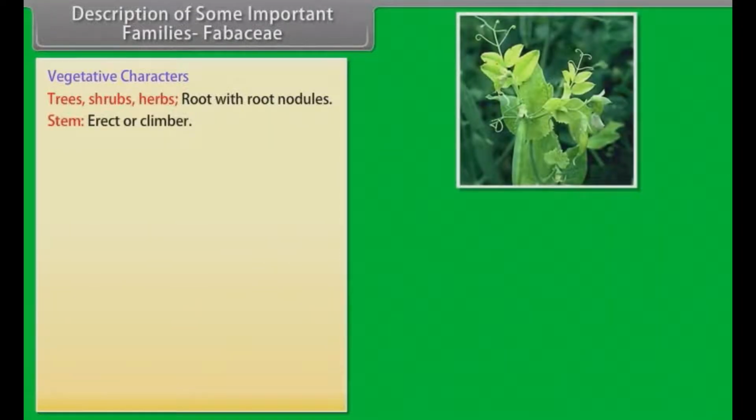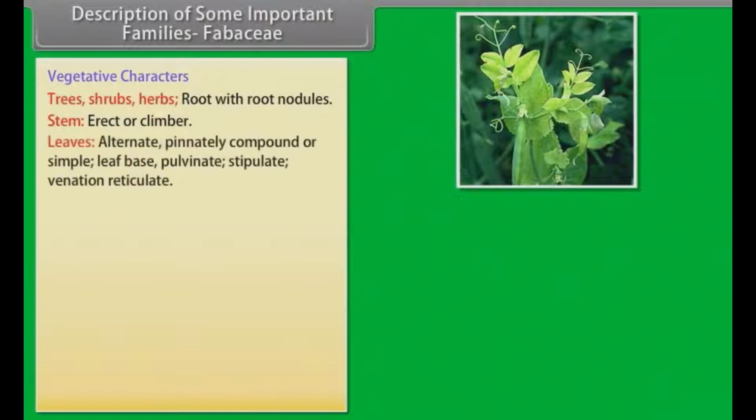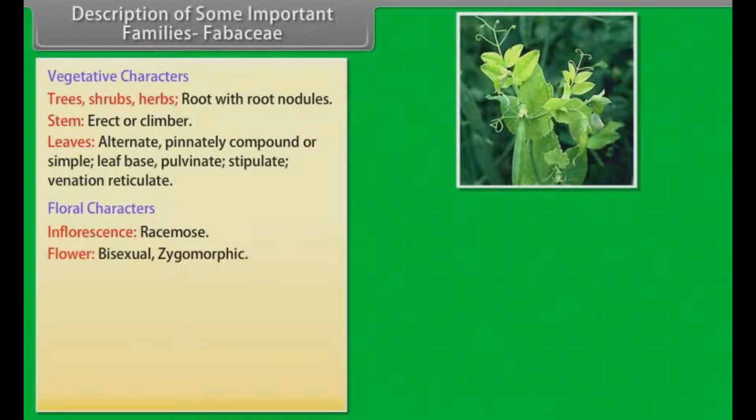Vegetative characters: trees, shrubs, herbs, root with root nodules, stem erect or climber, leaves alternate, pinnately compound or simple, leaf base pulvinate, stipulate, venation reticulate. Floral characters: inflorescence racemose, flower bisexual, zygomorphic, calyx sepals 5, gamosepalous, imbricate aestivation.